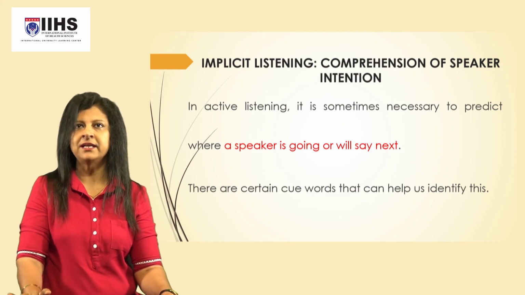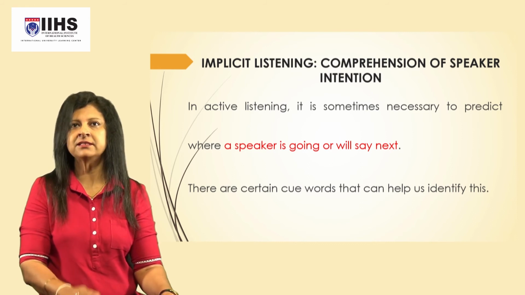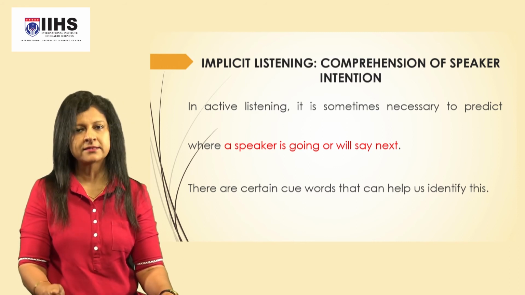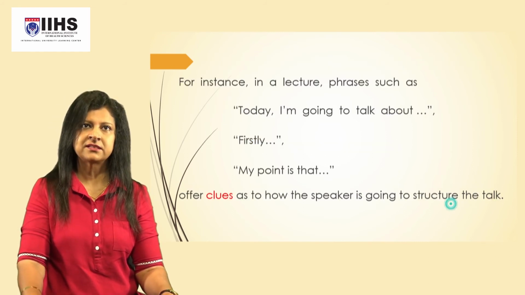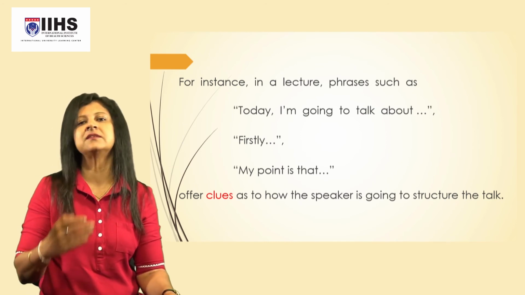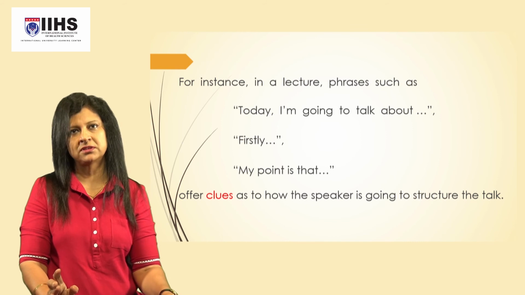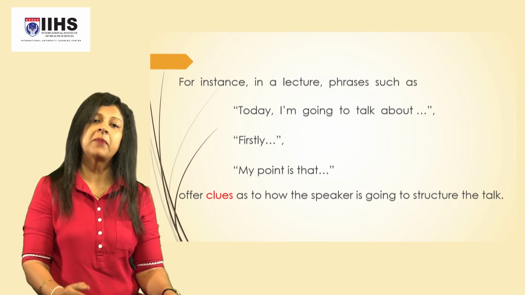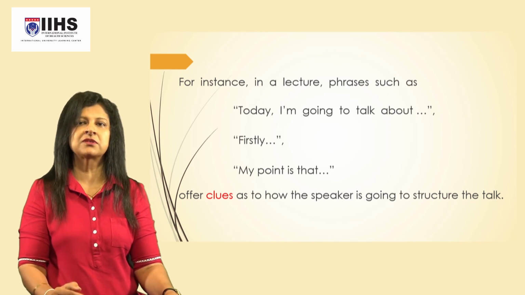So, implicit listening, comprehension of the speaker's intention. In active listening, it is sometimes necessary to predict where a speaker is going or what they will say next. There are certain keywords that can help us identify this. For instance, in a lecture, when the lecturer starts, they would say, today I'm going to talk about. Then they say, firstly. And when they want to give a point of view, they say, my point is that. These offer clues as to how the speaker is going to structure the talk.